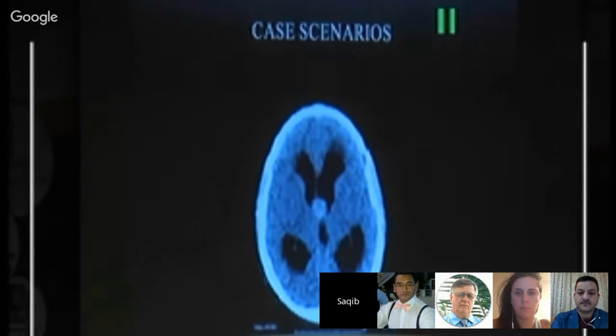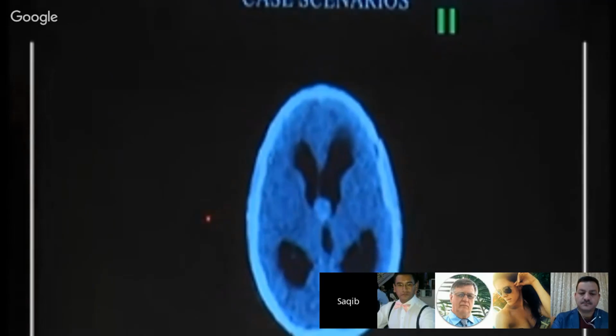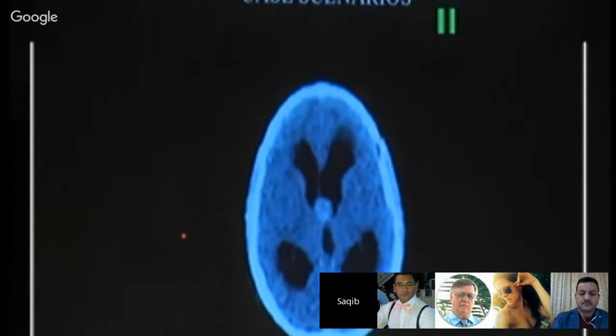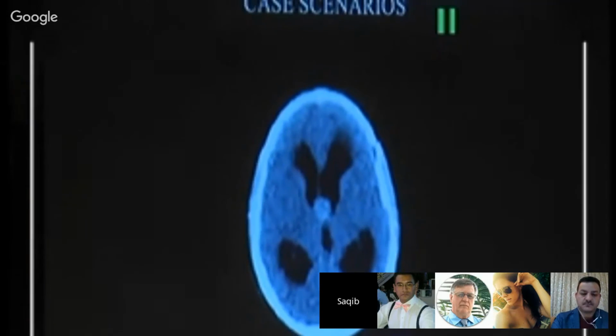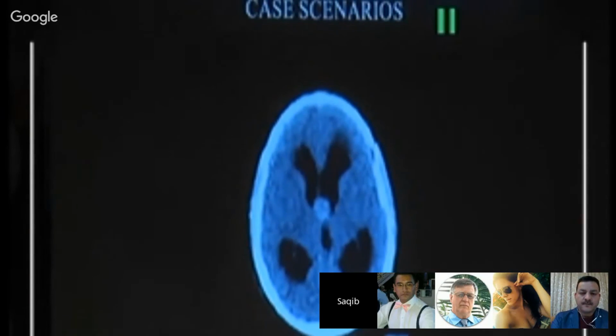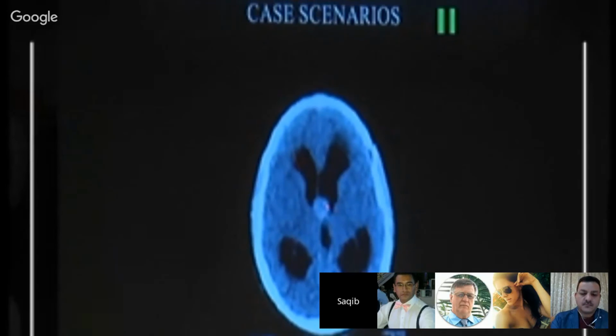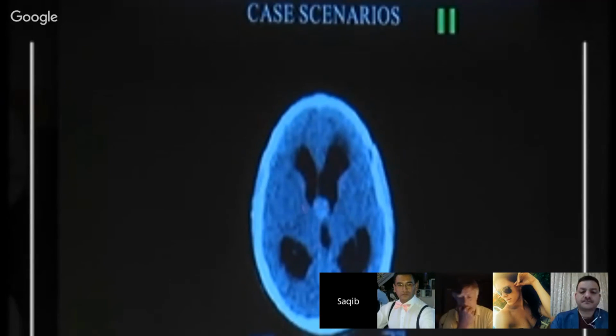Coming to case scenarios, a few months back, I saw a patient who was a 20-year-old male and had a progressively worsening headache and had nausea. We did a CT scan on that patient, and this was the finding. Any idea what's happening here?